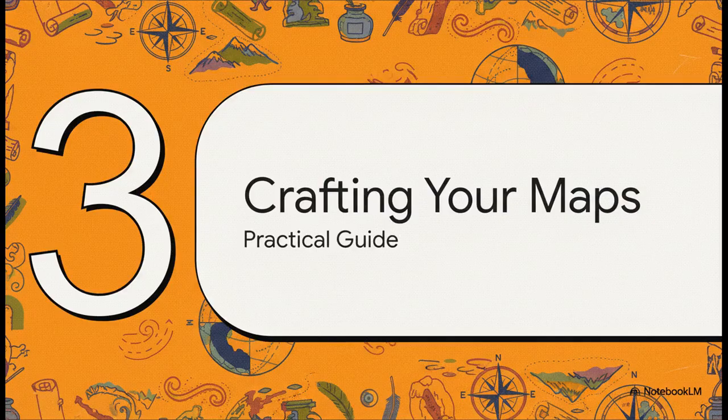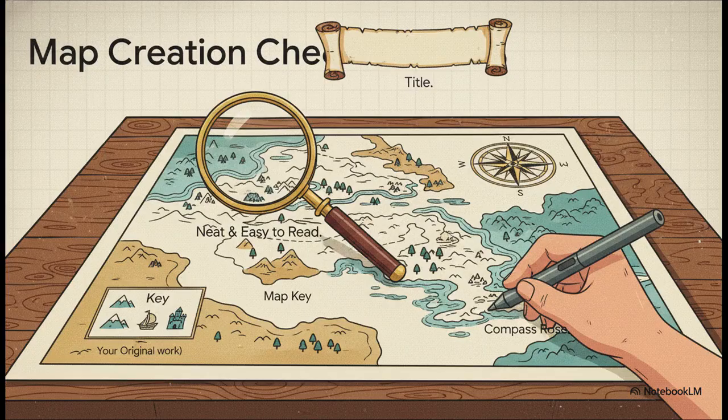All right, we've got our big historical concepts down. Now let's switch gears and get practical. How do you actually go about crafting these maps? Here is your simple recipe for a great map. It's got to be neat and easy to read. Every single map needs a clear title and a compass rose. If you're using colors or symbols to show things, you absolutely have to include a key or legend so we know what they mean. And this is the big one, it has to be your original work.